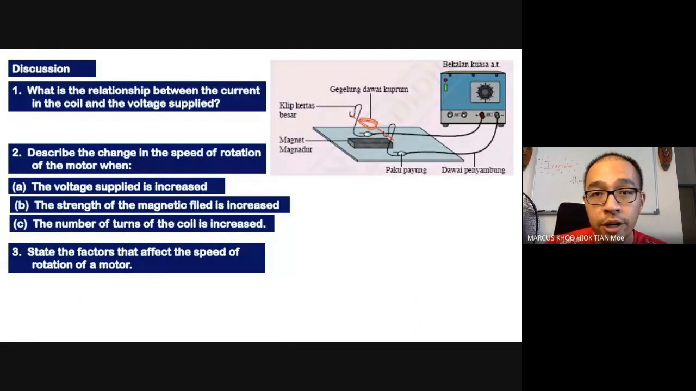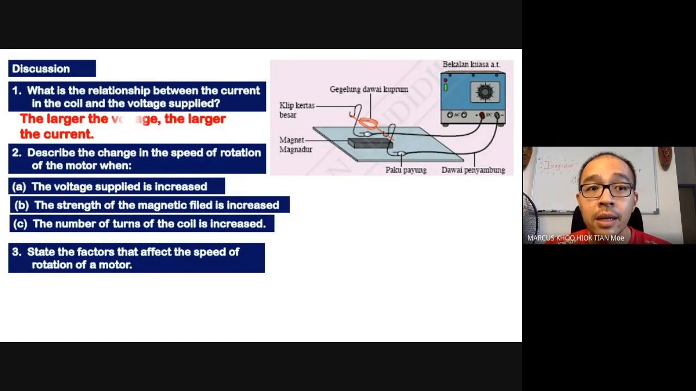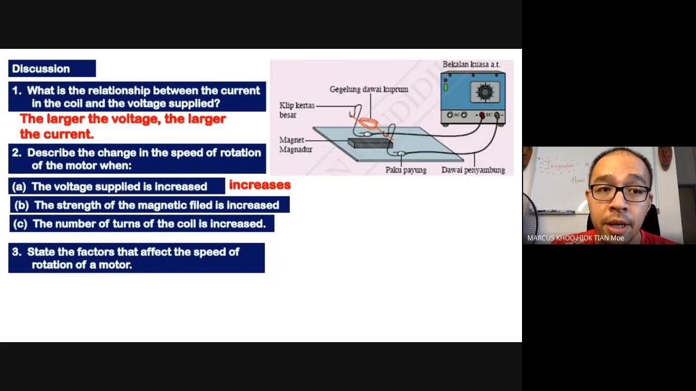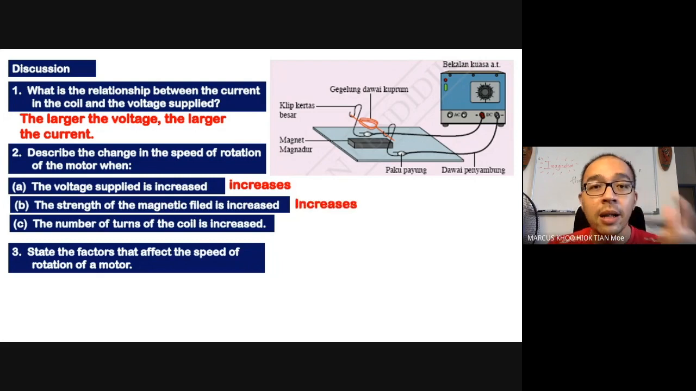So that day we've already established this: the relationship between the current, the coil, and the voltage supplied. The bigger the voltage, the bigger the current. And we find that the speed of rotation will increase when the voltage increases, and when the strength of the magnetic field increases. Now I'm going to add one more: the number of turns of the coil is increased.